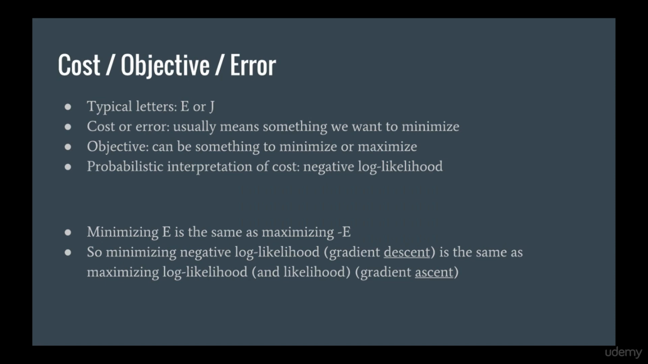Finally, we have the cost function or the objective function. This is also sometimes called the error function. Typical letters we use are E or J. Usually when we talk about cost or error, we're talking about something we want to minimize. But as you know, the cost functions we've been using have a probabilistic interpretation. What we are equivalently trying to do when we minimize the cost is minimize the negative log likelihood. This is of course equivalent to maximizing the log likelihood. So if you're minimizing the negative log likelihood, then you're doing gradient descent. But if you're maximizing the log likelihood, then you're doing gradient ascent.